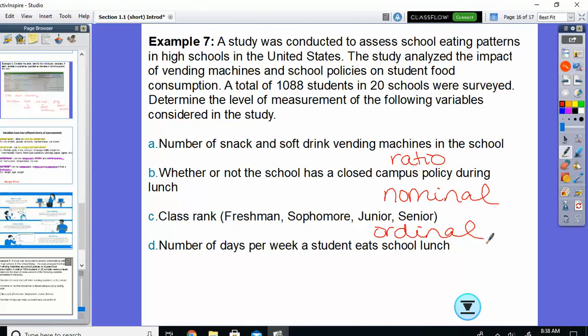Okay, last one. Number of days per week a student eats school lunch. So quantitative or qualitative? Quantitative. So it's either interval or ratio. Okay? Which one would this be? Ratio. It has a 0. You can't eat it a negative.